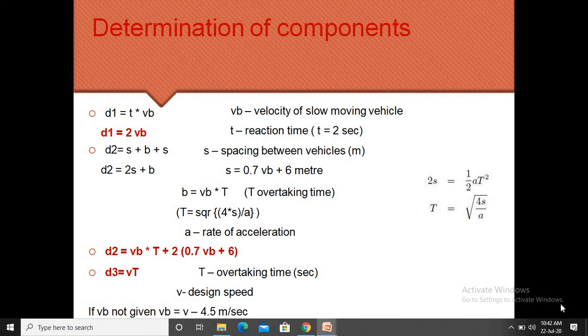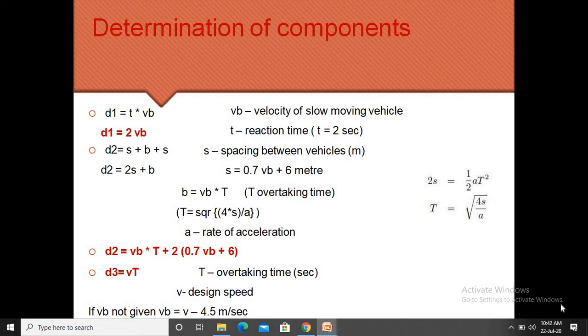And here D2 is equal to B plus 2S. S means spacing between vehicles. Here S is equal to 0.7 Vb plus 6 meters. And B is equal to Vb into T, where T is the overtaking time.